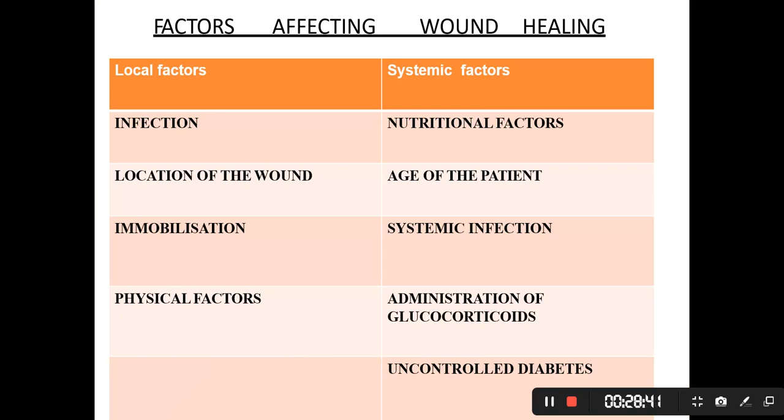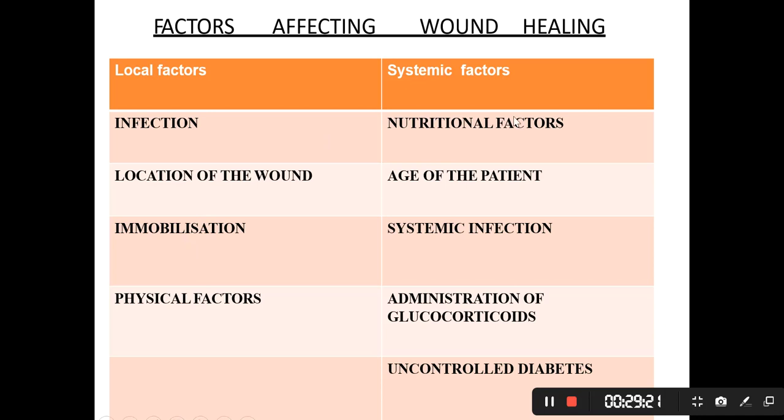What are the factors which affect wound healing? Infection. If there is any infection at the local site, of course the wound healing is going to be delayed. Also if the location of the wound is at a place where it keeps on getting infected again and again. Immobilization, you need the wound to contract and everything, so you have to immobilize it. It has to stay stable, right? If you keep on moving the wound, it is not going to heal properly. Physical factors, like there is already an injured site, and you put some hot surface on it, or you pour some chemical on it. These are the local factors.